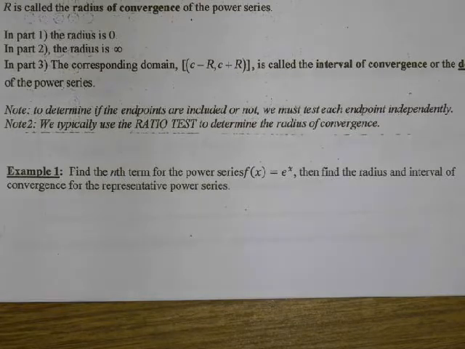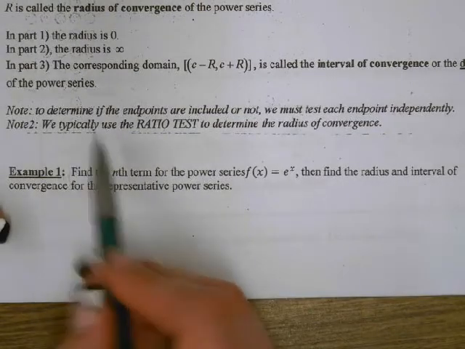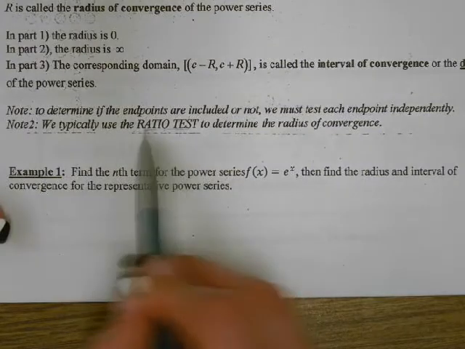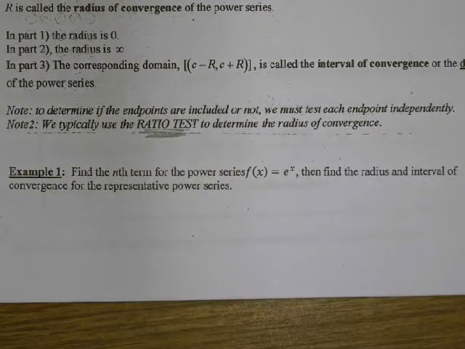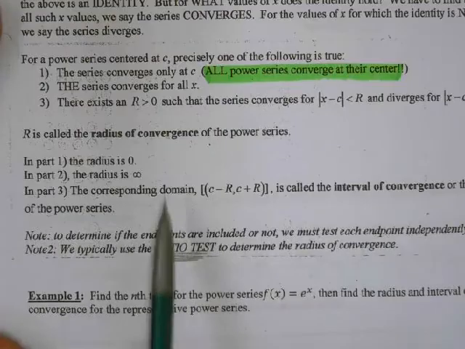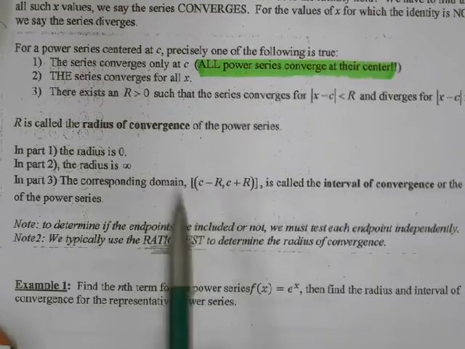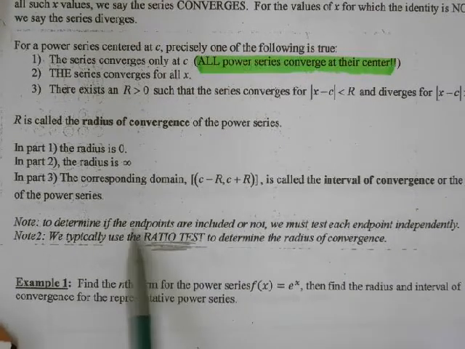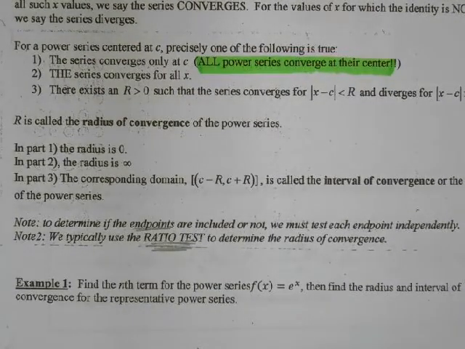One thing you'll want to keep in mind is that we typically will use the ratio test when we're testing for convergence and to find our interval, but sometimes we'll use other tests. And in the situation where we do have an interval with specific numbers, we are going to have to test the endpoints to see if they should be included or not. Again, I'll give you some examples of that so it will make sense.